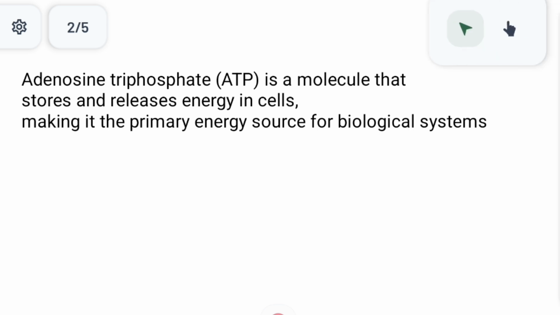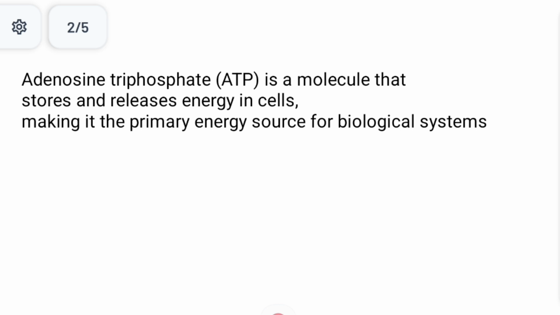When we talk about ATP, we mean A for adenosine, T for tri, and P for phosphate. So ATP stands for adenosine triphosphate. This is a molecule that stores and releases energy in cells, making it the primary energy source for biological systems. So ATP powers cellular processes by releasing energy when a phosphate group is removed.